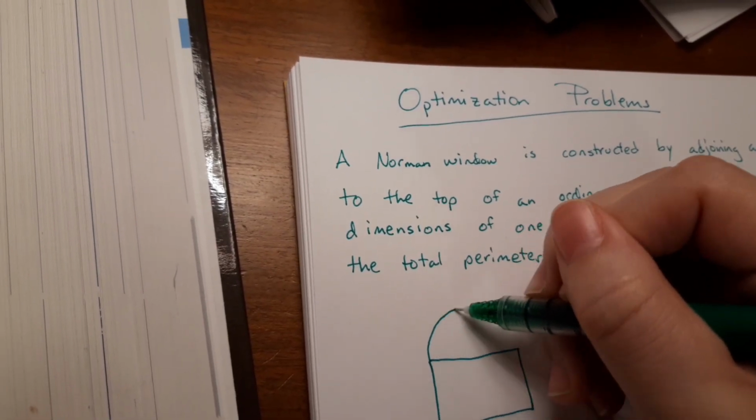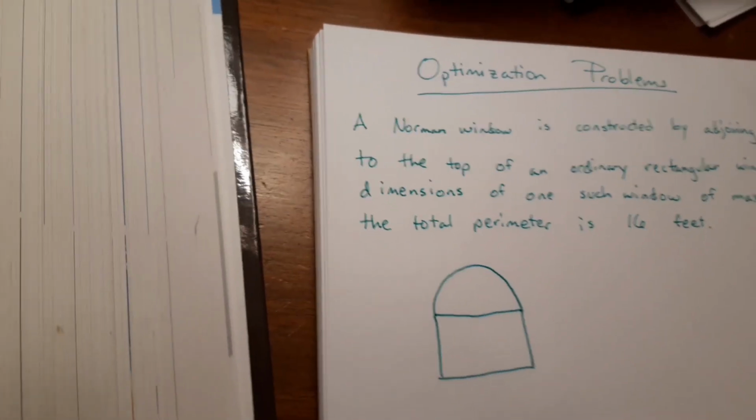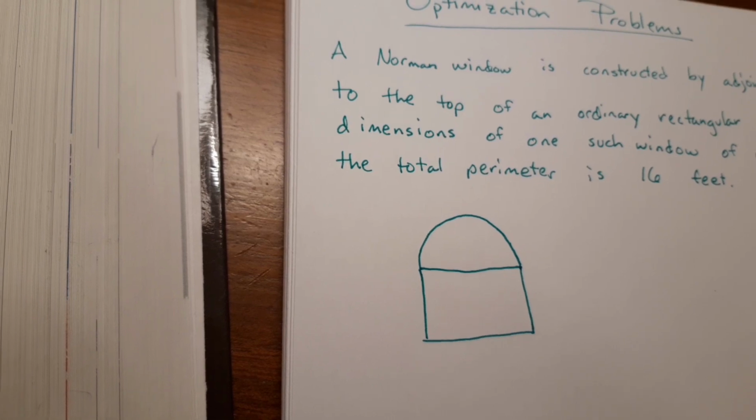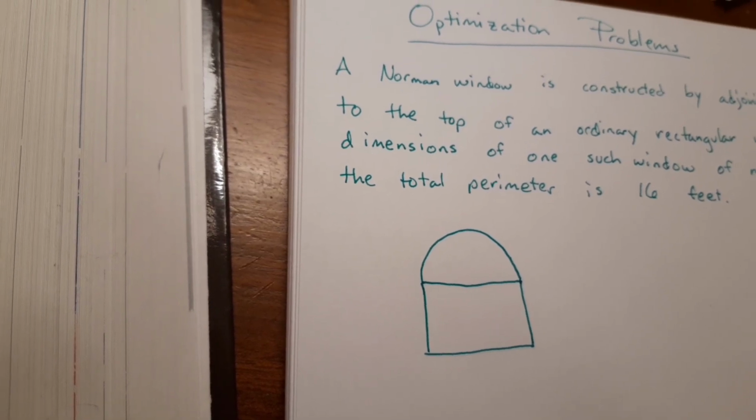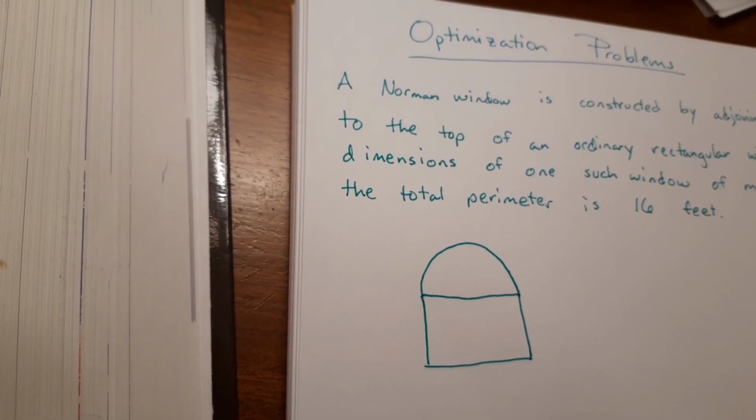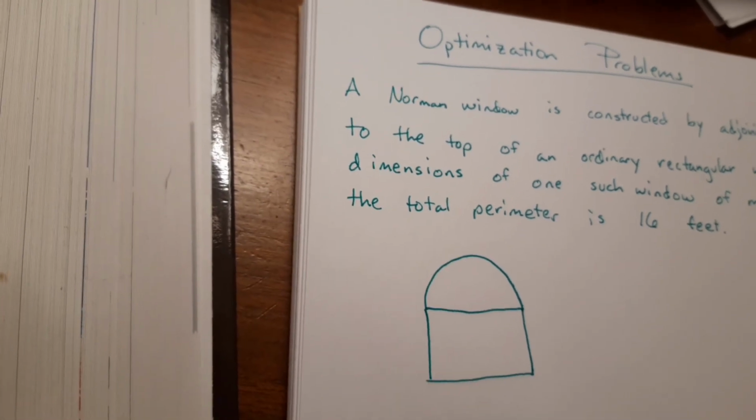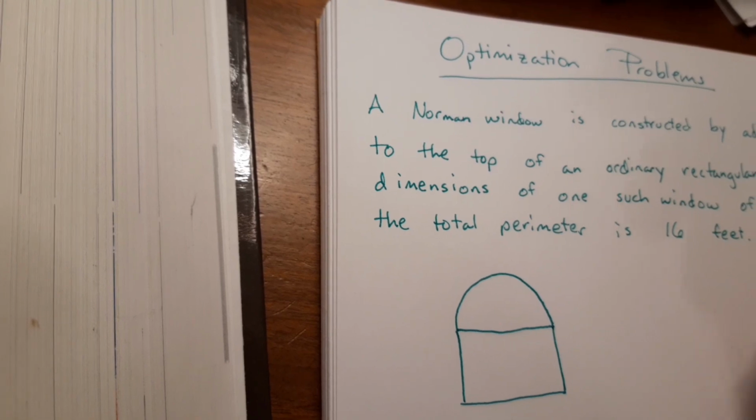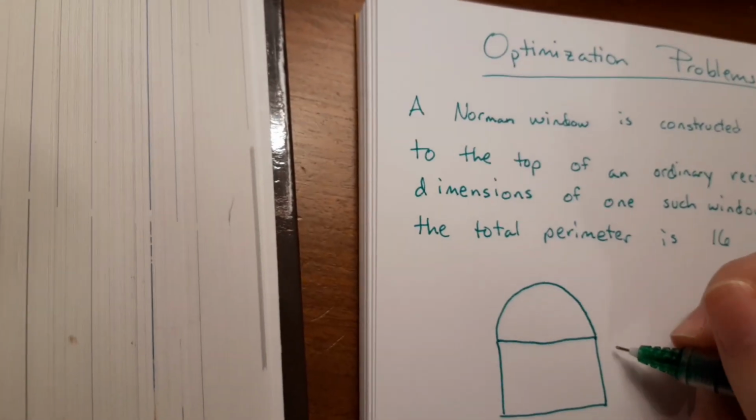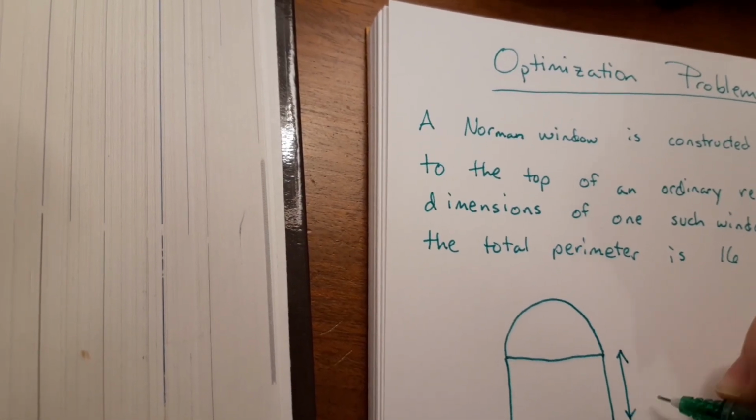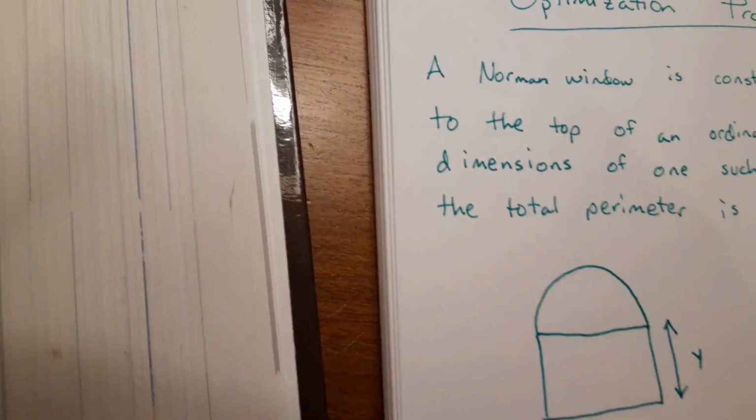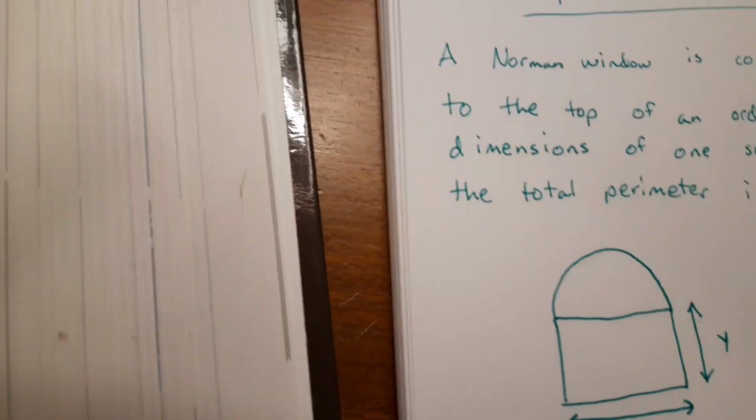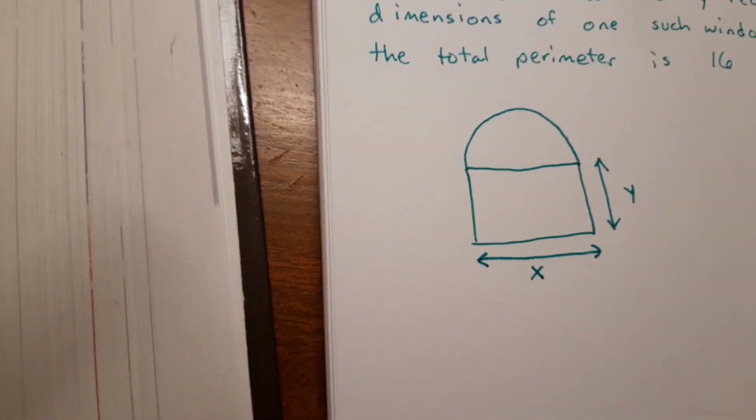So what you want to think of is you have a rectangle with a semicircle on top. And what we want to do is maximize the area if the perimeter is 16 feet. For the dimensions, we might say this up here is y, and then this whole length is x. So those are our dimensions.